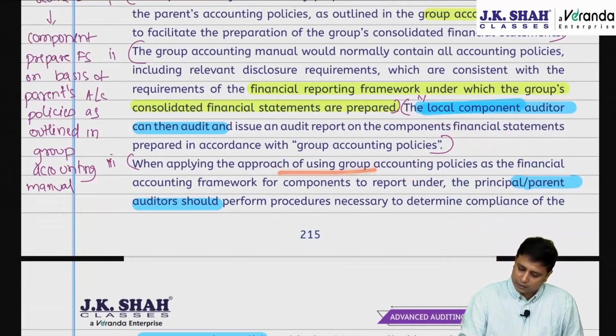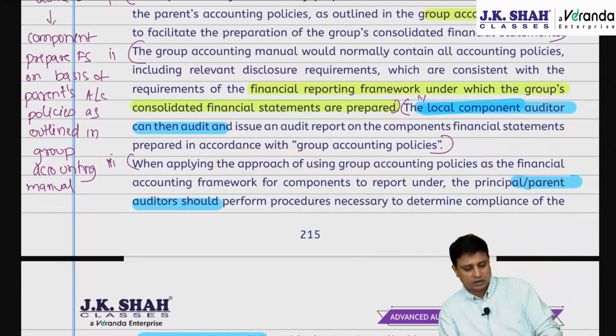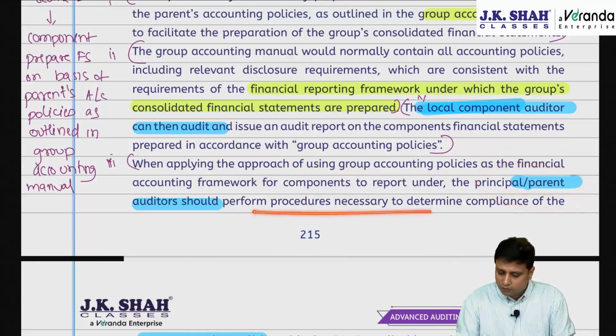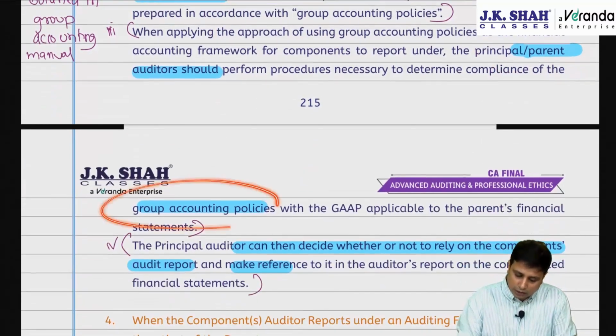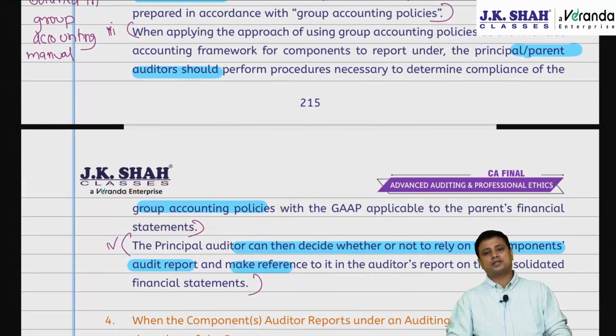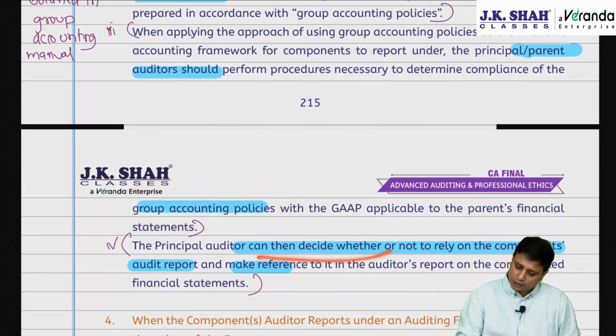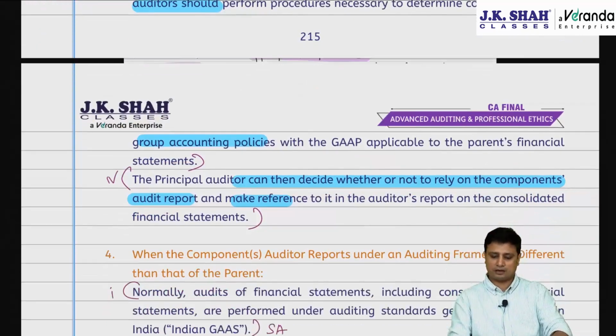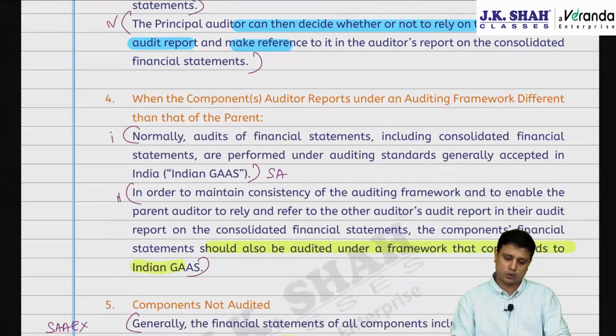Now, when applying this approach using the group accounting policies, the financial accounting framework of the component, the principal parent auditor should perform procedures necessary to determine whether the group accounting policies are followed or not. The principal auditor can then decide whether or not to rely on the component's audit report and make a reference to the same in his audit report.